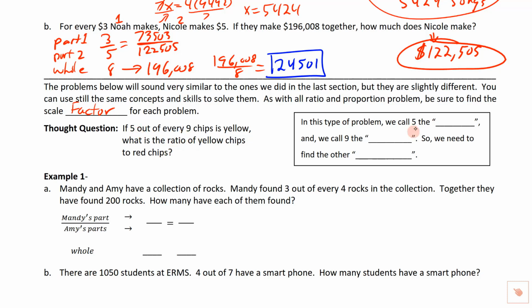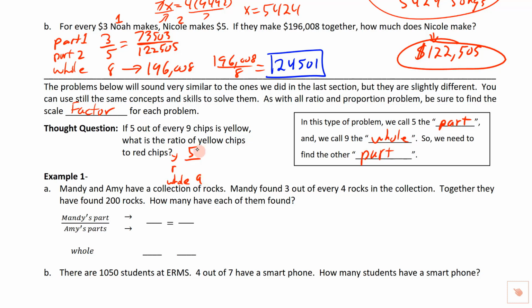So in this type of problem, we call the 5 a part, okay? And we call the 9 the whole. So what we're going to need to do is we're going to need to find the other part. So let's write it down this way. So part 1, or the yellow ones, are 5. We don't know what the red is, so we've got yellow, we've got red here, and we've got the whole. The whole is 9.